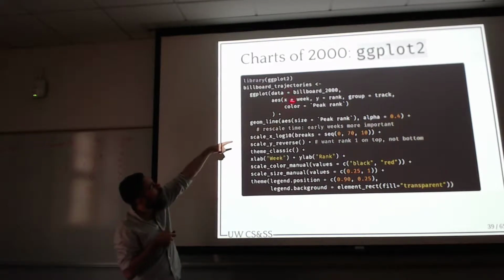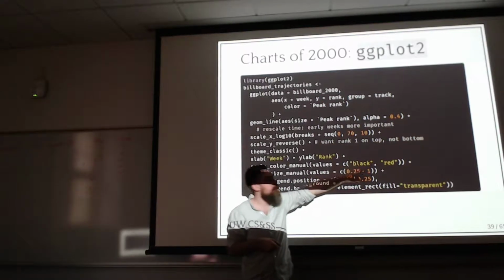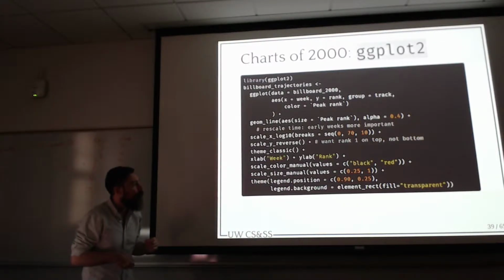Remember, what we're coloring by up here is peak rank. What this means is that things that did not hit number 1 are going to be black. Things that did hit number 1 are going to be red. And that's based on the factor levels of that particular variable.